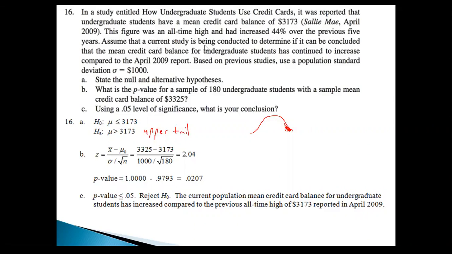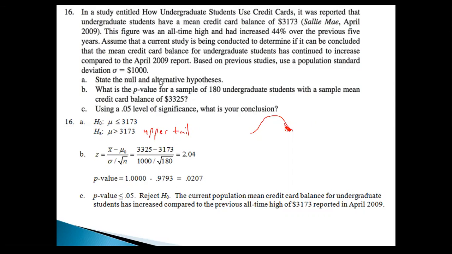Assume that a current study is being conducted to determine if it can be concluded that the mean credit card balance for undergraduate students has continued to increase compared to the April 2009 report. Based on previous studies, use a population standard deviation sigma equals 1,000.